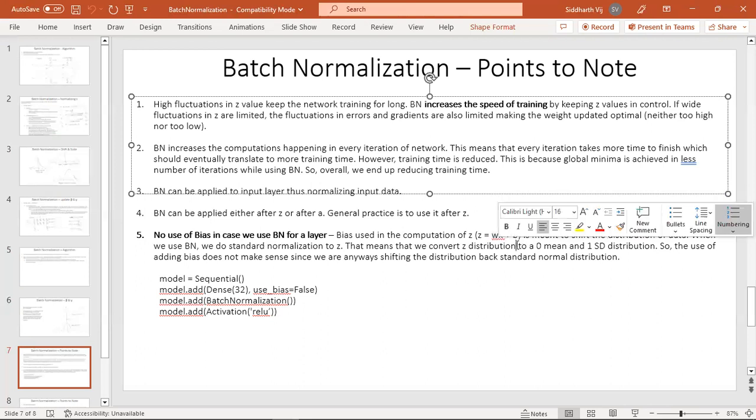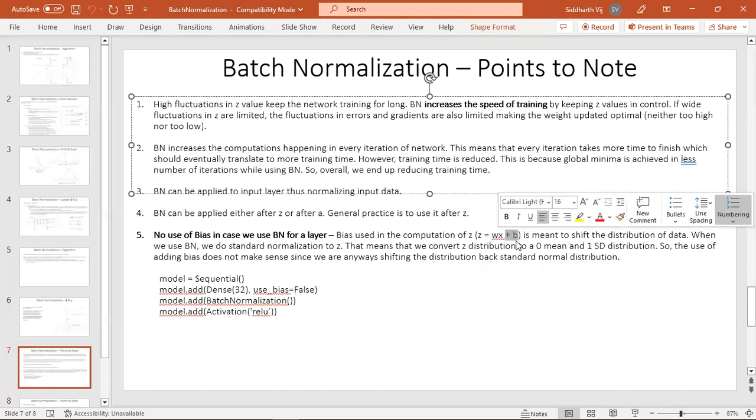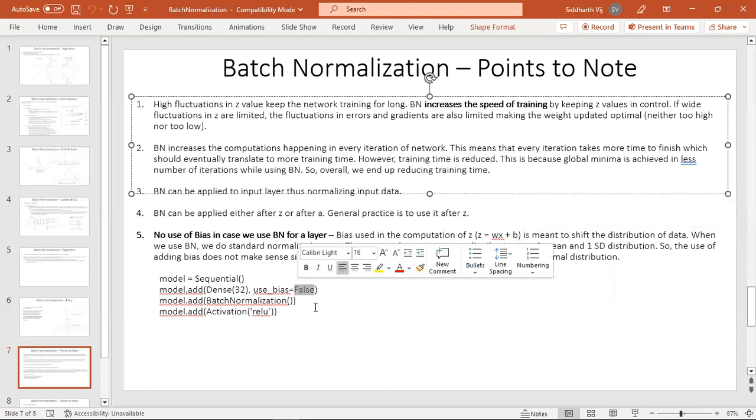But in the computation of z values, we are adding a shift variable called b or bias. Then what is the use of this b? The use of b is to shift the distribution, right? So you're shifting the distribution somewhere else, and by normalizing the data, you are getting it back to zero. So that means bias has no value here when you're using batch normalization. That's why the bias flag is always set to false in these cases.